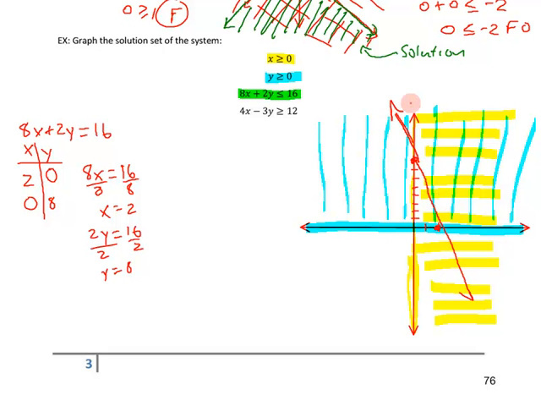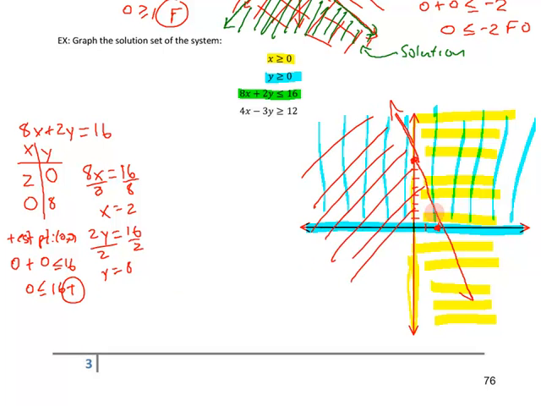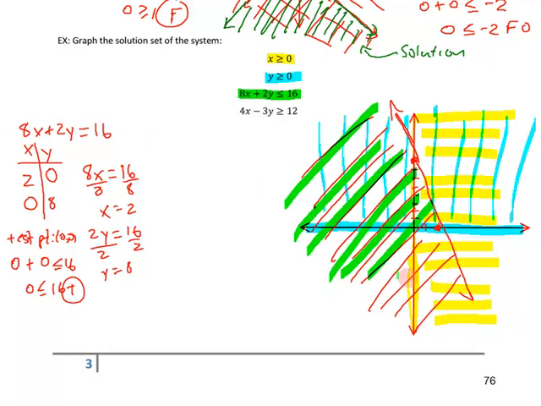Right here. The question is, do I graph above it or below it? So my test point, I'll plug in 0, 0. That gives me 0 plus 0 is less than or equal to 16. Right? 0 is less than or equal to 16. That's true. So that means I will shade beneath here. Now what do I have so far that's my solution? Right? I have everything in this region right here. Right? Is shaded. Just that right triangle. So far, that's what my solution looks like. So this is the green region, right, for the green equation.